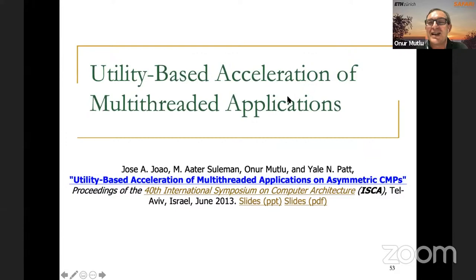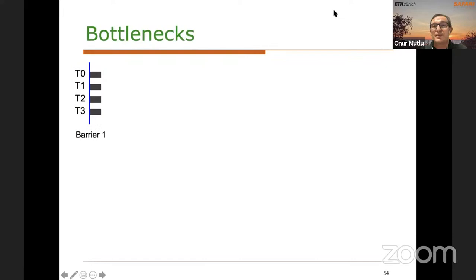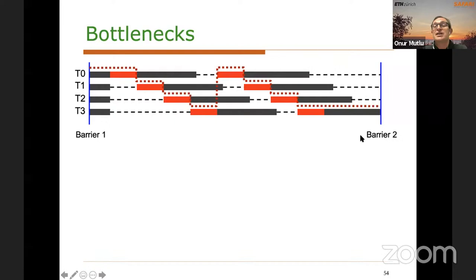And here, now we're going to generalize the idea. We're going to generalize it to multi-threaded applications and multi-programmed workloads also. Basically, let's take a step back and look at the bottlenecks. So if you look at barriers, this is one form of bottleneck. It looks like this, right? So code reaching the barrier is on the critical path potentially, right?